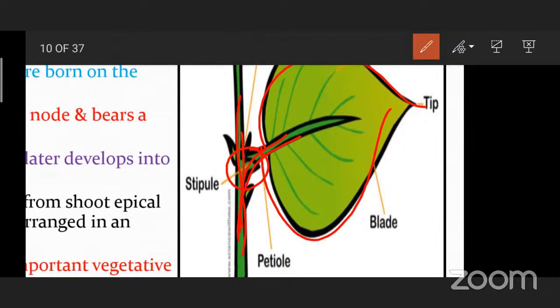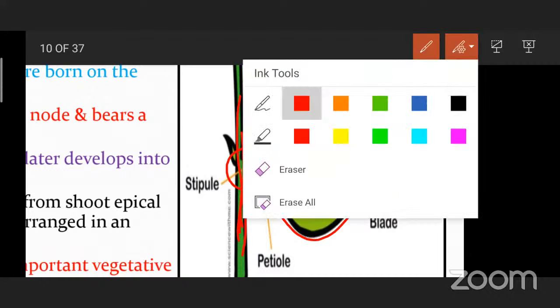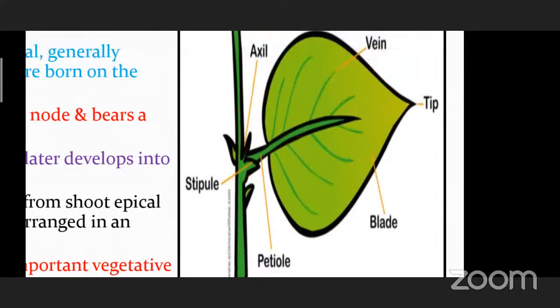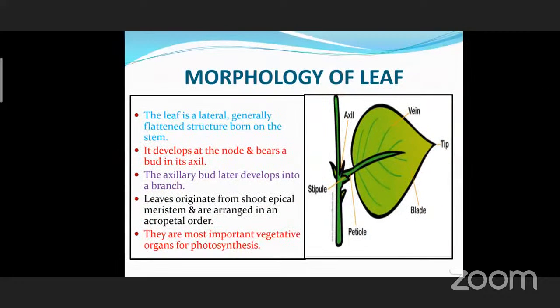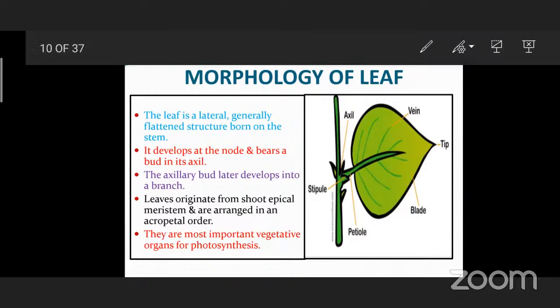Okay, we know how the human digestive system works, and the plant leaf system works in a similar way. So the leaf, one of the parts of the plant, is very important for the photosynthesis process. This is the morphology of the leaf. The leaf is a lateral, generally flattened structure borne on the stem. The leaf is borne on the nodes, and the bud on the axis develops into a branch.